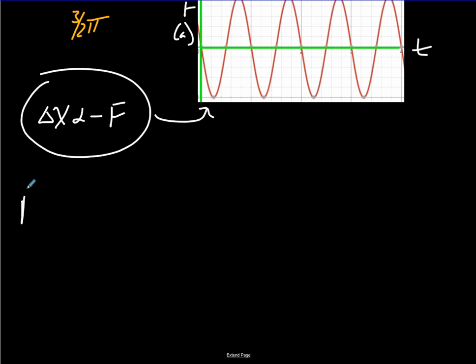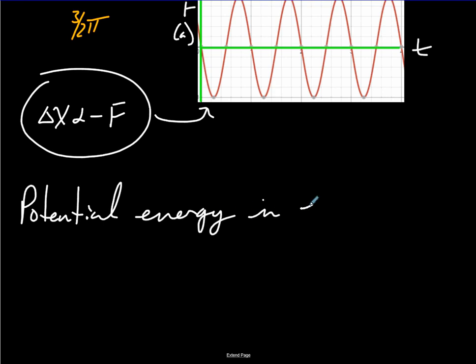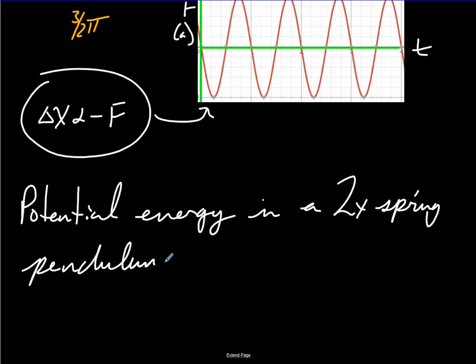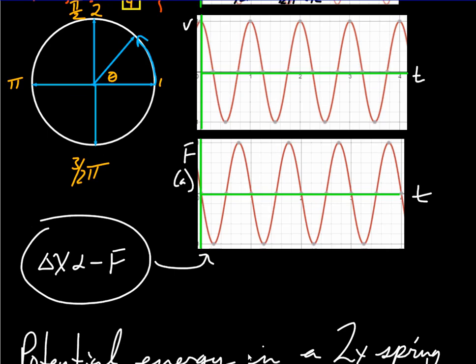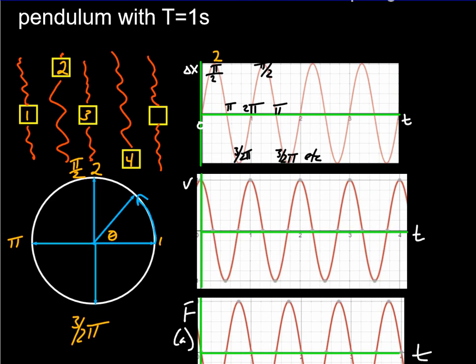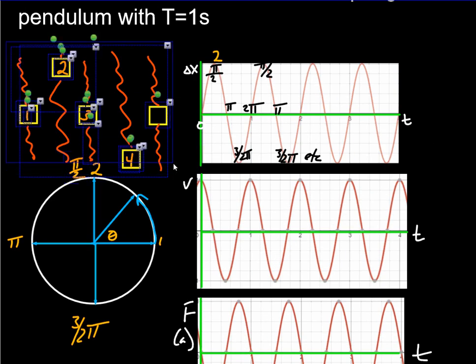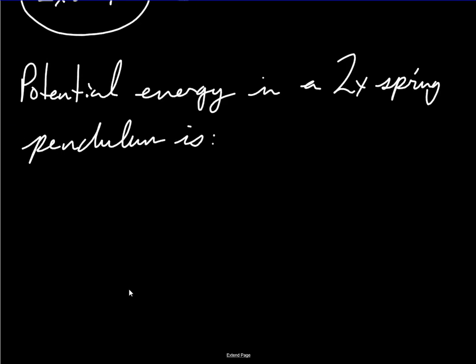So potential energy in this case, we'll call this a double spring system. In what form do we find our potential energy in a double spring system? Anybody know?